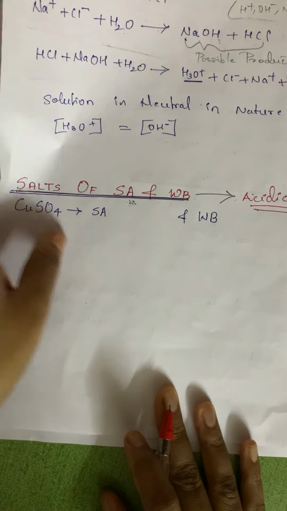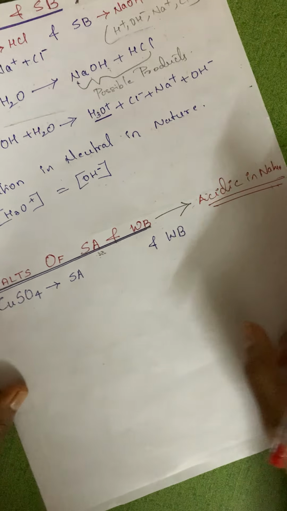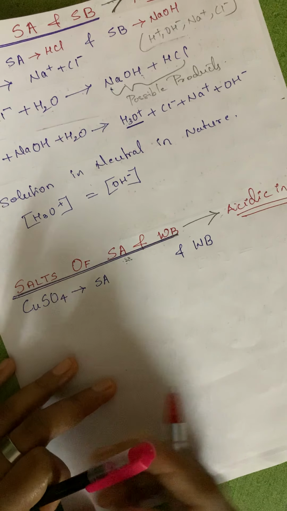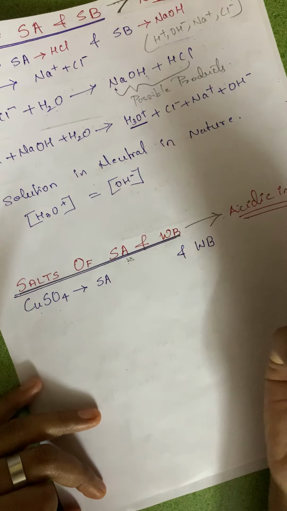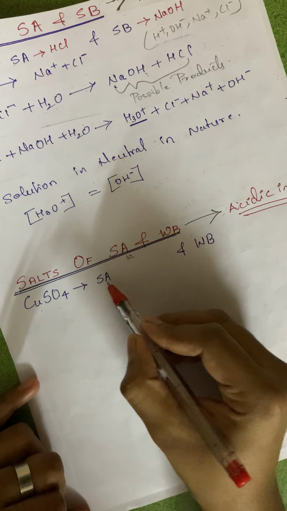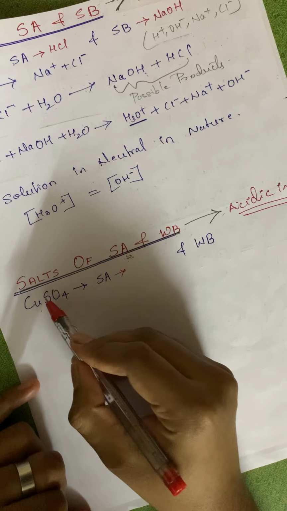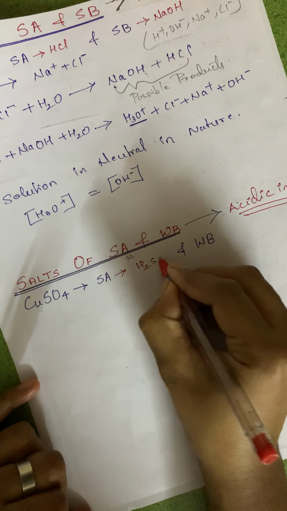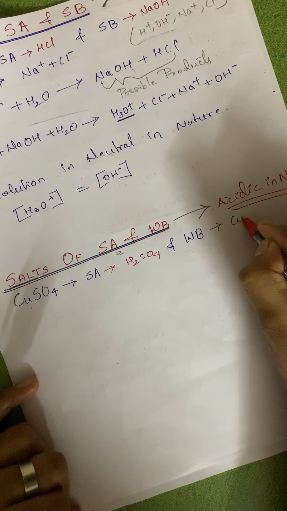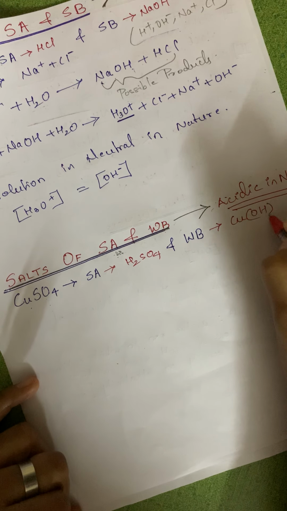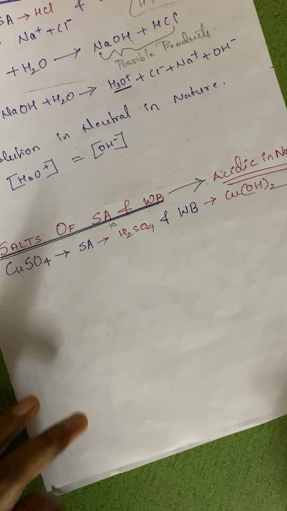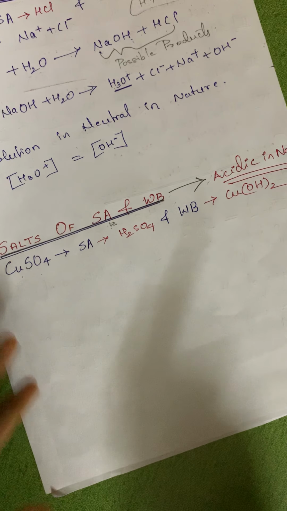Now, you just have to prove that it is acidic in nature. So, now it is very simple. Copper sulfate is an example of a salt of strong acid and weak base. Now, over here, the strong acid will be H2SO4, sulfuric acid, and the weak base will be Cu(OH)2, copper hydroxide. Hopefully you won't have any problem in this.